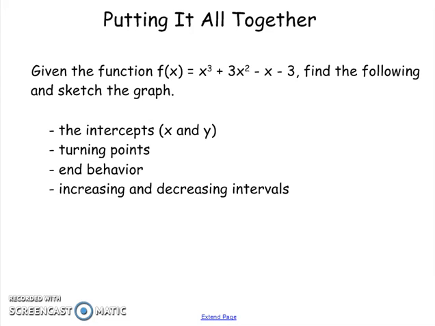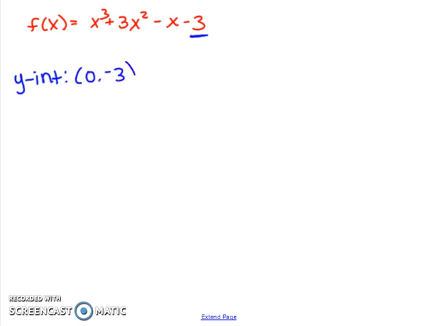So given the function, this one, find the following and sketch the graph. So we have to find the intercepts, the x and the y. We've got to find the turning points, the end behavior, and the increasing and decreasing intervals. So we sort of did this one with the turning points, with the increasing, decreasing intervals. But let's look at it again. So we want to find the intercepts. My function was f of x equals x cubed plus 3x squared minus x minus 3.